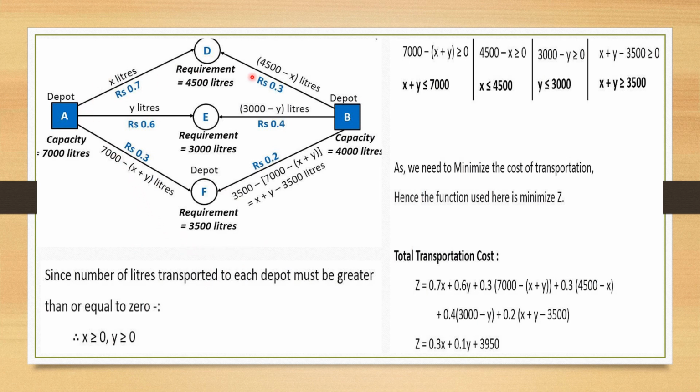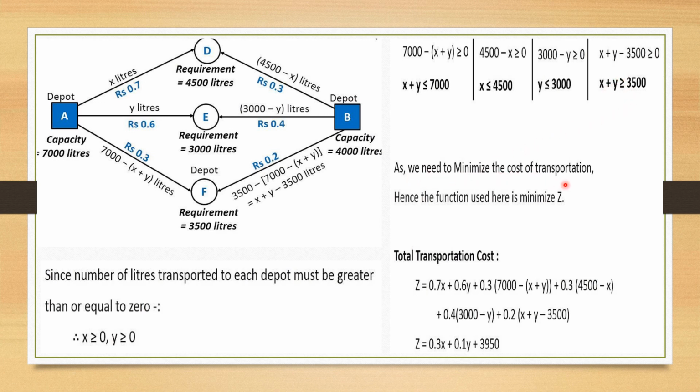Now how do we frame the inequalities? You know it very well. Everything is greater than or equal to 0. So X greater than or equal to 0, Y greater than or equal to 0, this greater than or equal to 0, this greater than or equal to 0, and this greater than or equal to 0 will give you these. Solve it, take to the other side. It will become x plus y less than or equal to 7,000. It will become 4,500 greater than or equal to x, or x less than or equal to 4,500. Similarly, y less than or equal to 3,000 and x plus y greater than or equal to 3,500.